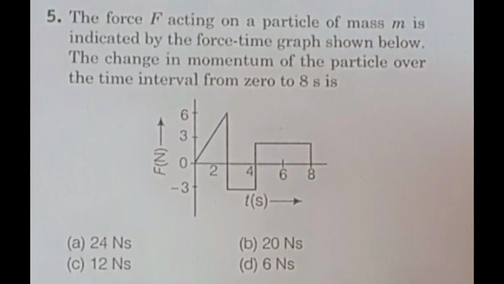The next one, the force F acting on a particle of mass m is indicated by the force time graph shown below. The change in momentum of the particle over the time interval from 0 to 8 seconds is. And the options are 24, 20, 12, and 6. From this, the right one is option C, 12 newton-seconds.